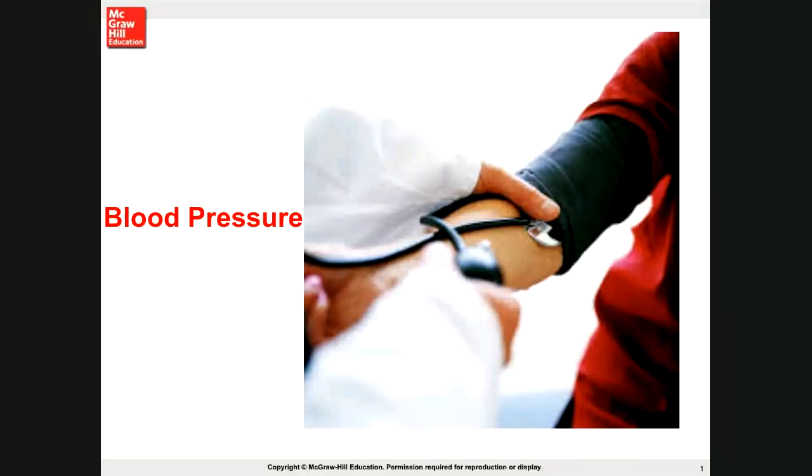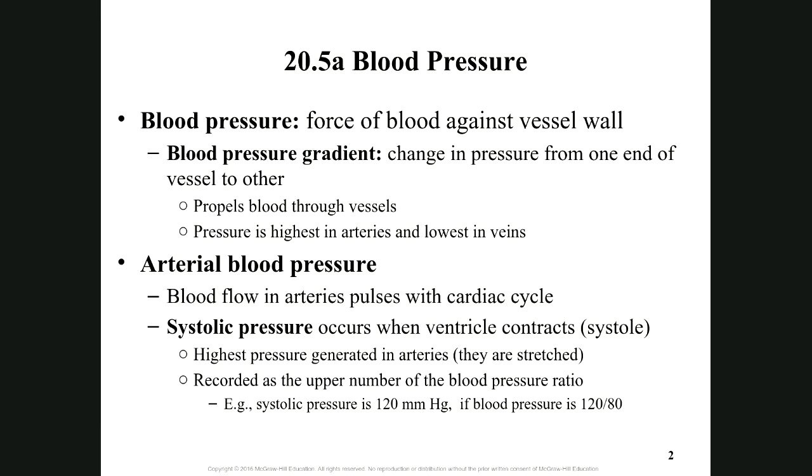Hello guys. In this part, I want to talk about the blood pressure and the factors which can affect our blood pressure. The blood pressure is the force per unit area which the blood can exert against the inside wall of the blood vessel. And the blood pressure gradient is the change in blood pressure from one end of a blood vessel to the other end of the blood vessel.